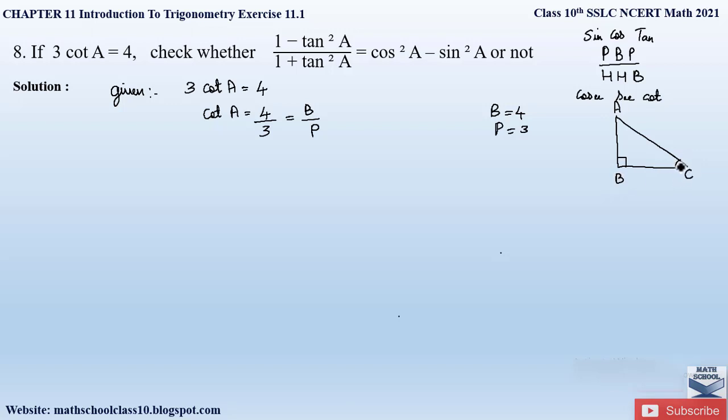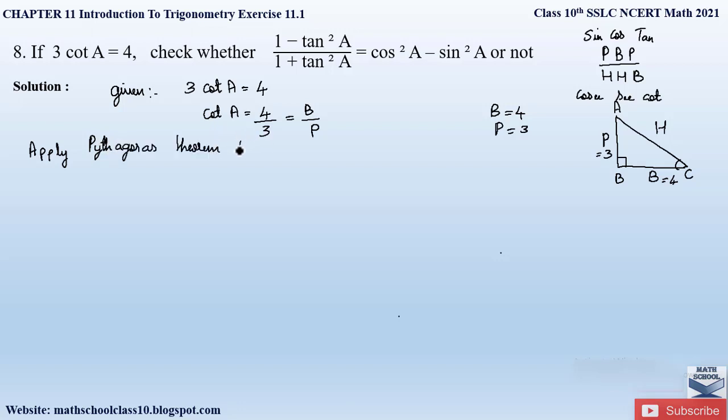So if this is the acute angle, the side opposite will be the perpendicular or the opposite side, and the side along this acute angle will be the base or the adjacent side, and the side opposite the right angle is the hypotenuse. So we have to determine the hypotenuse value. So let us determine this by applying the Pythagoras theorem to this right angle triangle ABC.